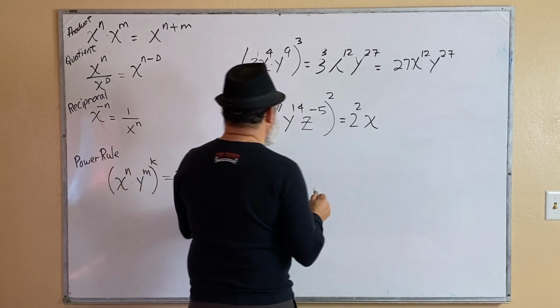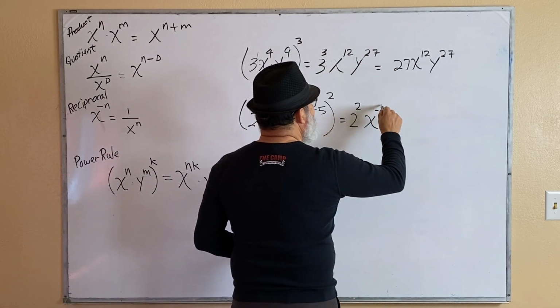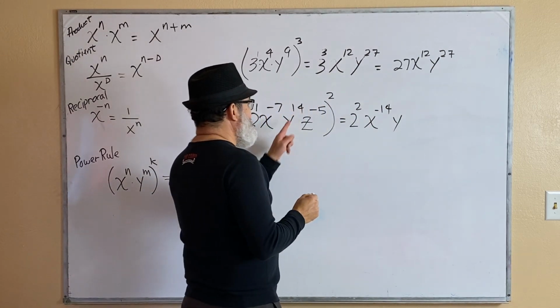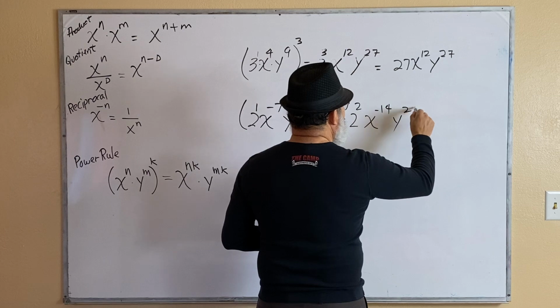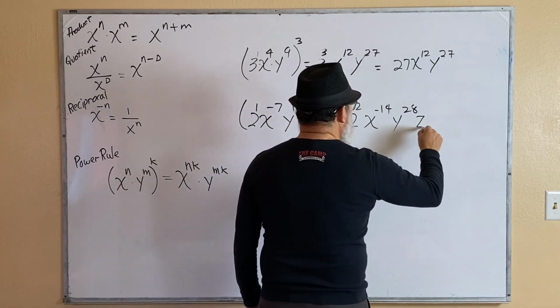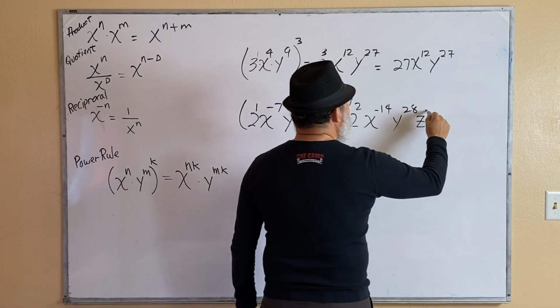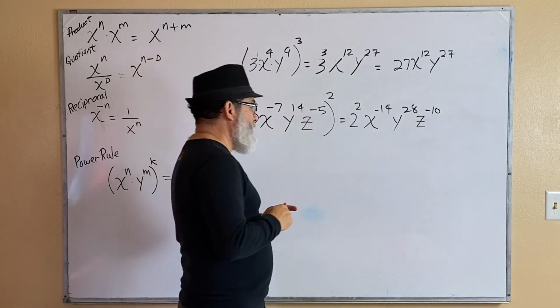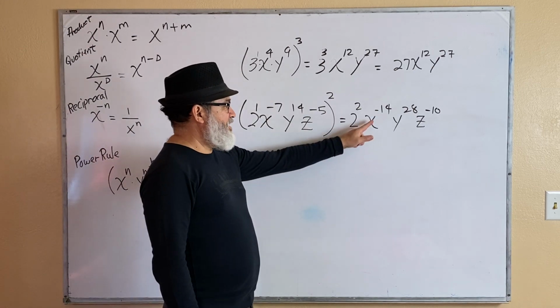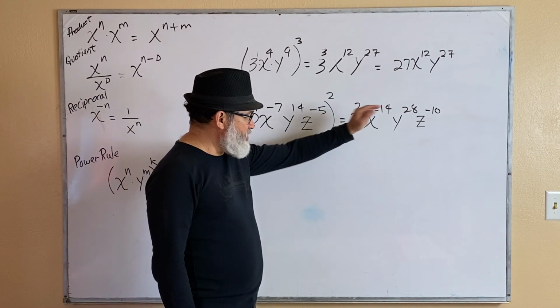X to the what? X to the negative 14. Y to the what? Y to the 28th. Z to the what? Negative 10. Hey, wait a minute. This has a negative exponent, not allowed.